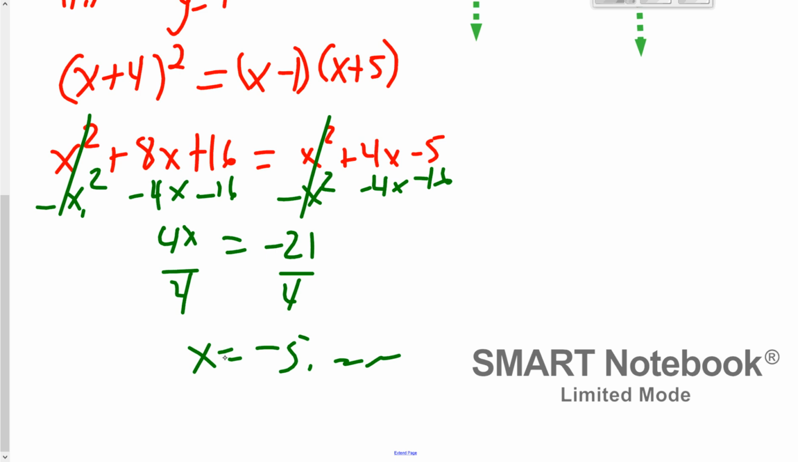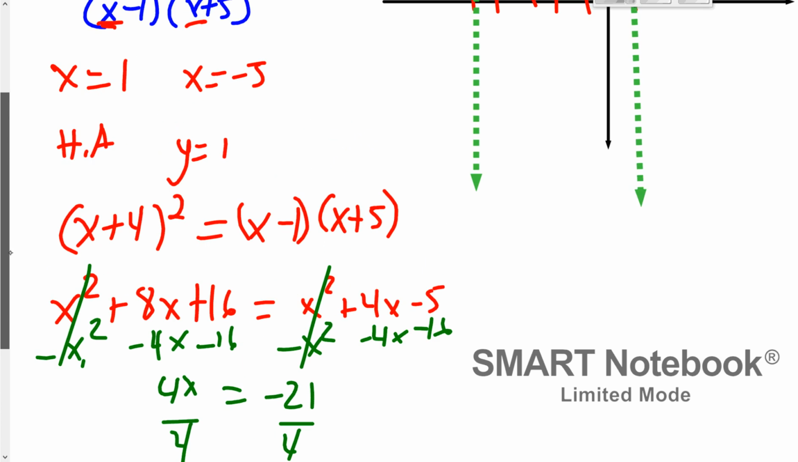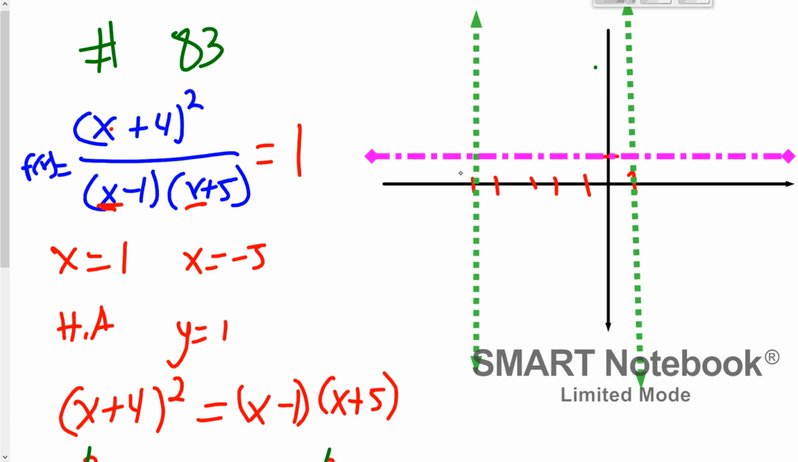So at x equals -5 point something, we do hit that y equals 1. So a little more than 5, we do hit it, right? Okay, so it does cross there on number 83. So 83, it is going to cross on that.